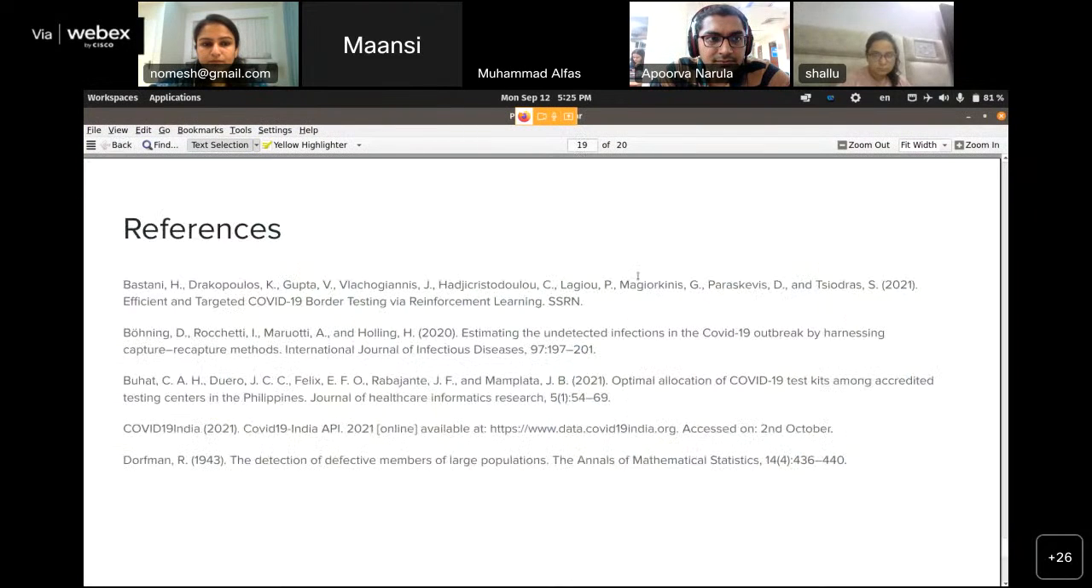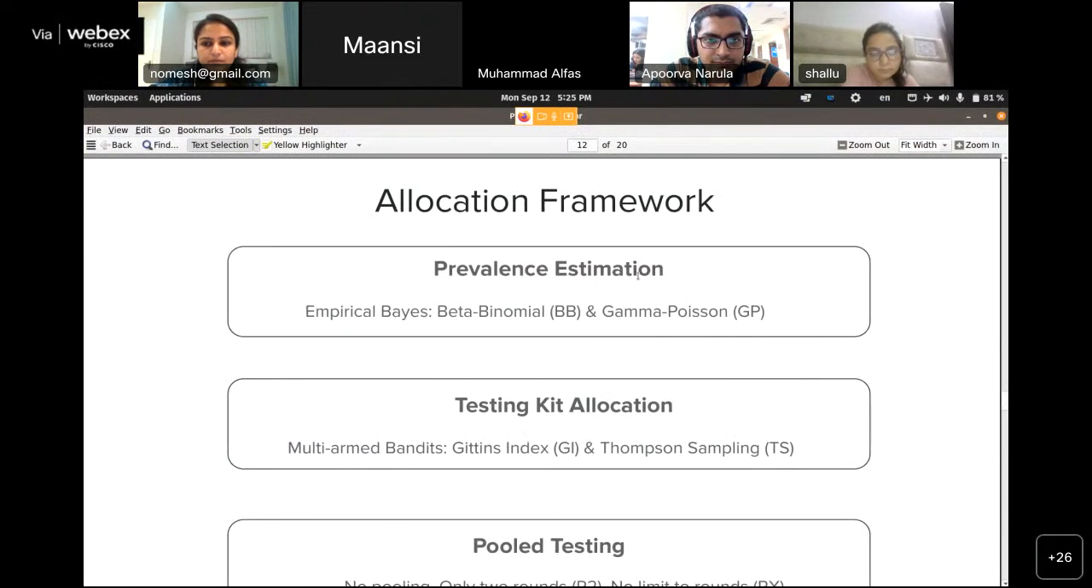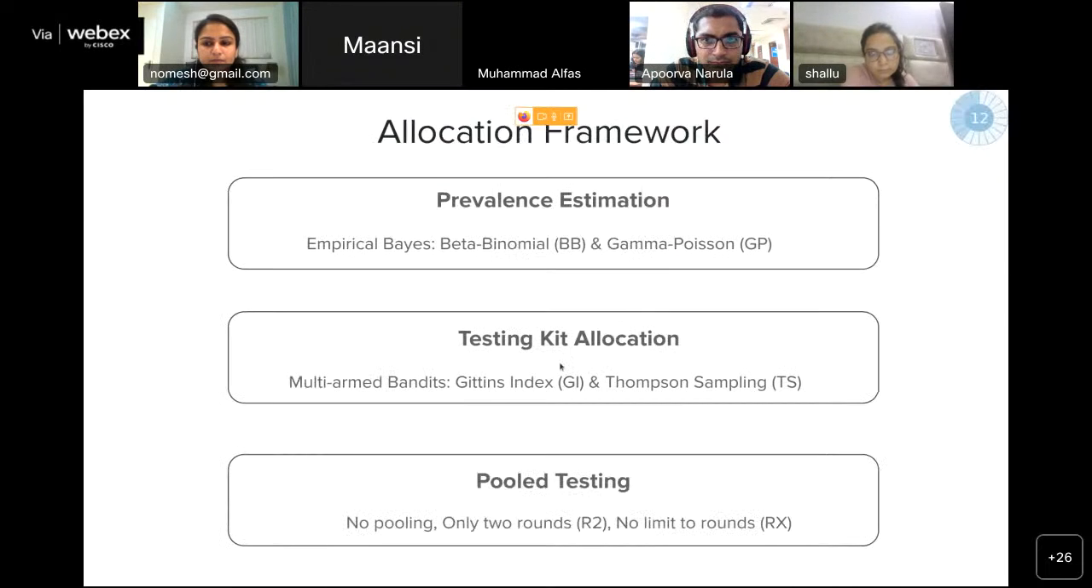Okay. So actually, in the slide, you can see the screen, right? Yes. Okay. So by BB we denote the beta binomial prevalence estimation method, and by GP we denote the gamma Poisson prevalence estimation method, and by GI we denote the Gittins index testing kit allocation method, and TS is Thompson sampling.